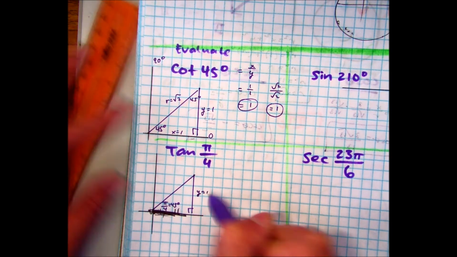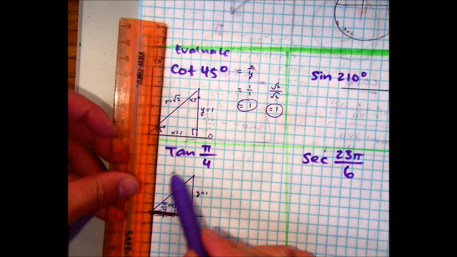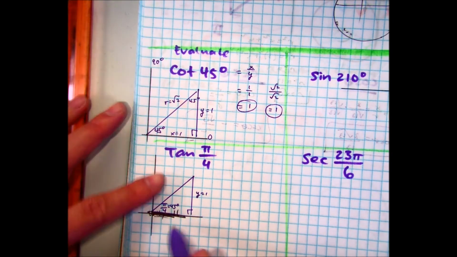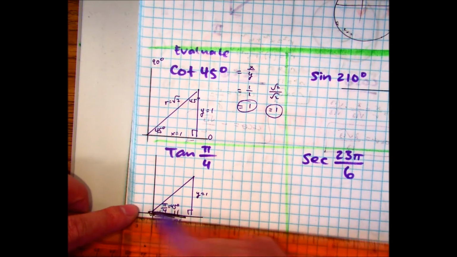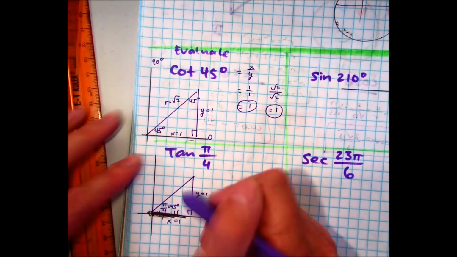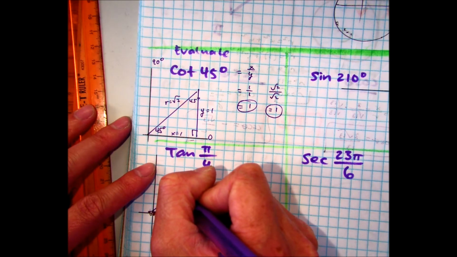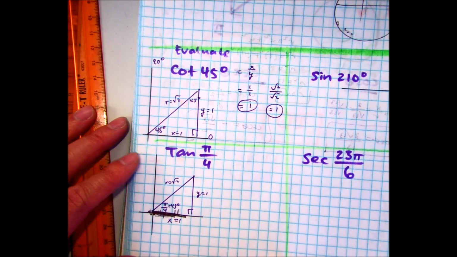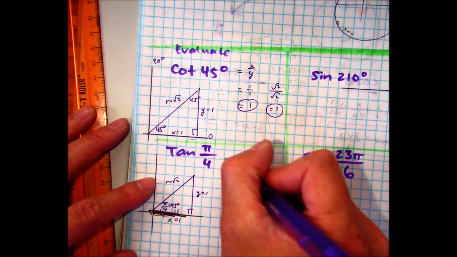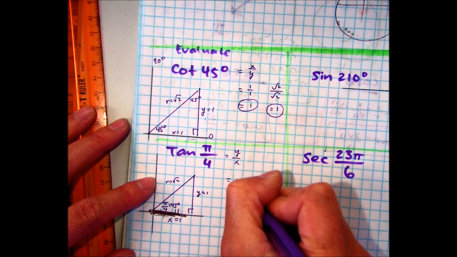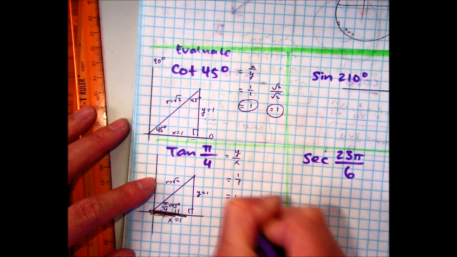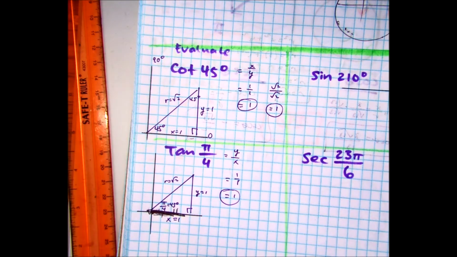The y is equal to 1. Remember, it's a y because it's parallel to the y-axis. The x value is also a positive 1 because you're going towards the right. It goes along with the x-axis. And across the right angle, you have the radius to be radical 2. Y over x, 1 over 1, and your answer is 1. Raise your hand if you got that.